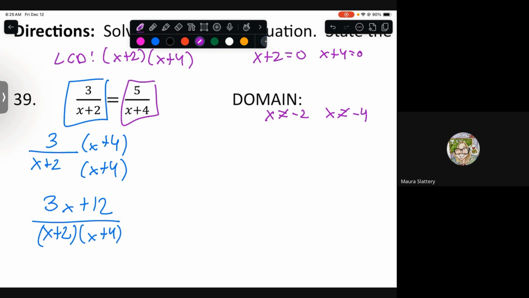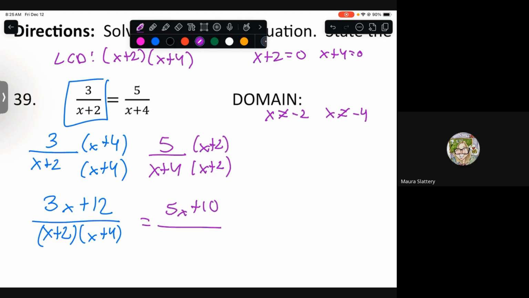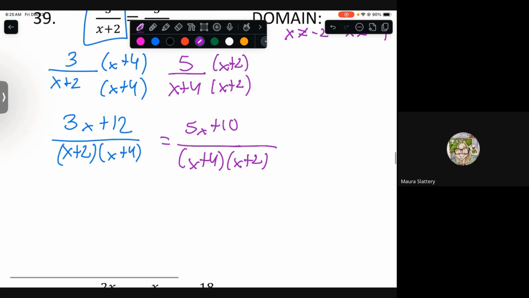This one, I'm going to go ahead and multiply him by x plus 2, right? So I've got 5 over x plus 4, and he needs an x plus 2. So I get 5x plus 10 over x plus 4, x plus 2. So at this point, I can go ahead and cross out my denominator. Once you get that LCD across the board, you can just get rid of it. And then solve the equation you got on top.